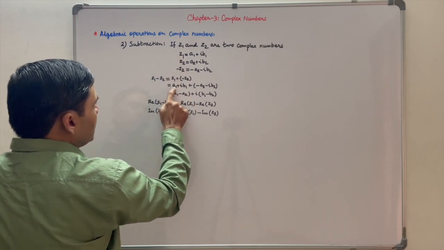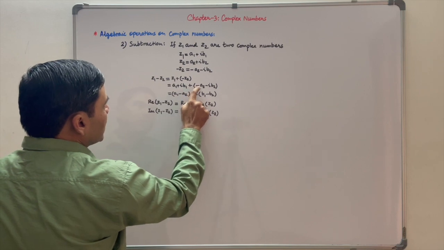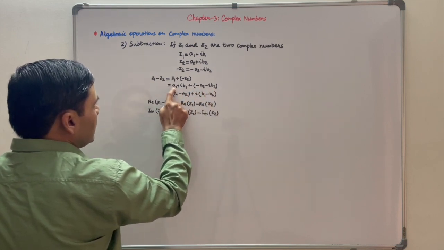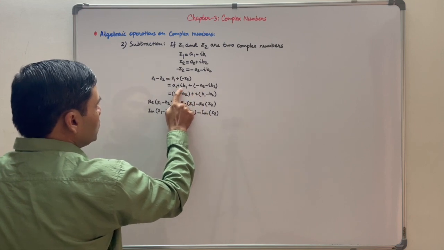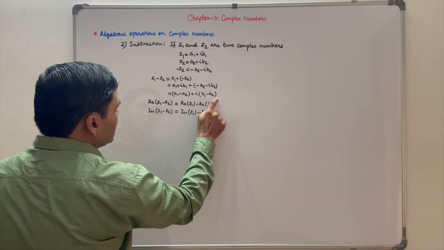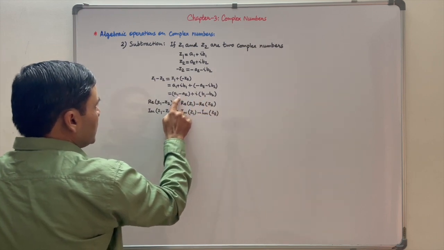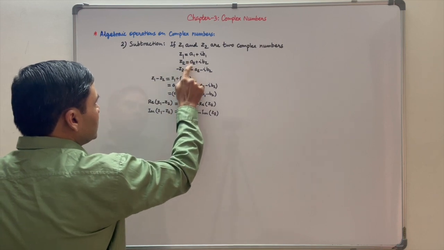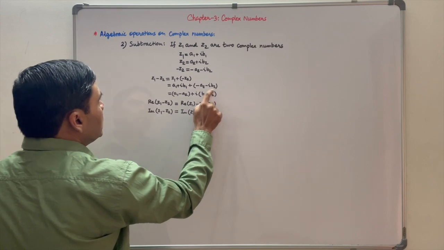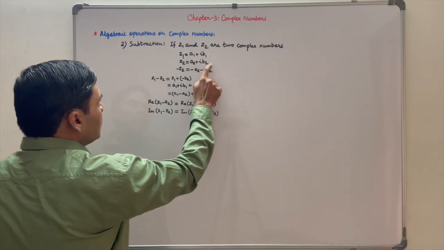So it becomes a1 plus ib1 plus in bracket minus a2 minus ib2. It can be simplified as a1 minus a2 plus i into b1 minus b2. This is the real part and this is the imaginary part. It is clear from here that the real part of z1 minus z2 is equal to the real part of z1 minus the real part of z2, and the imaginary part of z1 minus z2 is equal to the imaginary part of z1 minus the imaginary part of z2.